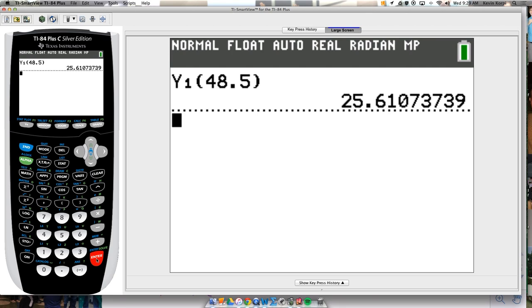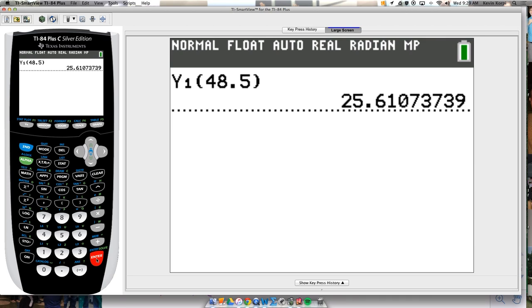The follow-up question was, at this moment, is he heading up or down? That number gives you a snapshot. It doesn't tell you what's happening before and after. So how could we then use data, numbers, to determine if he's going up or down at that moment? You could plug in a bigger value, like 49, and see if it's going down.